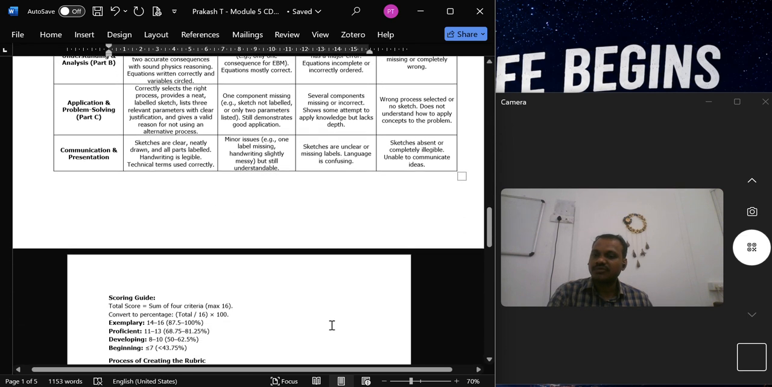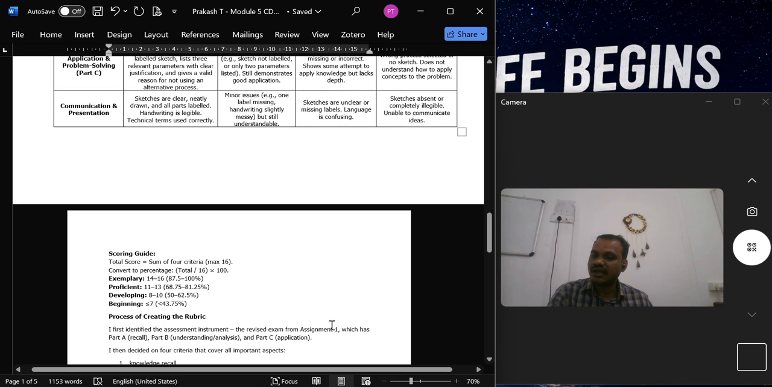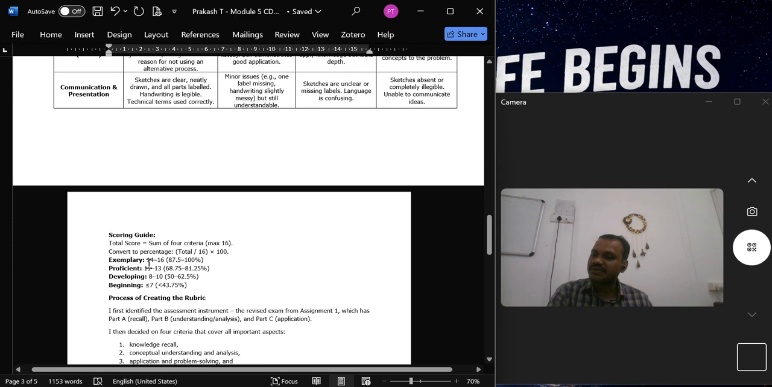So how I scored there: as I said earlier, I'm going to make a four scale rating. So maximum 60 marks I may get, and I will convert it to 100. If I say exemplary, it may come to 14 to 16. So 87 to 100% is exemplary, then proficient, developing, beginning. If the student got less than 7, it may be the beginning level.